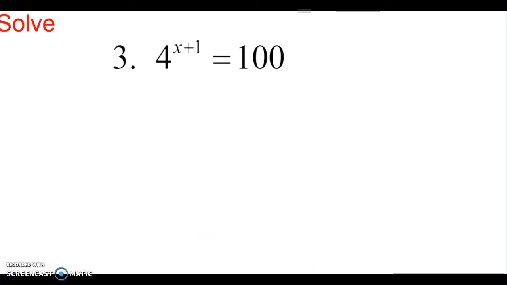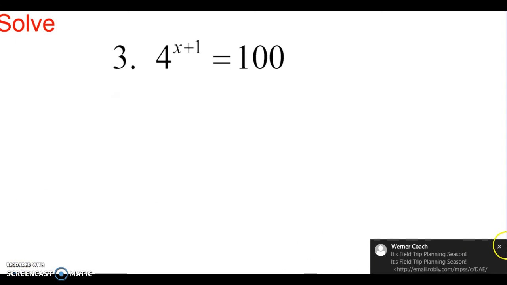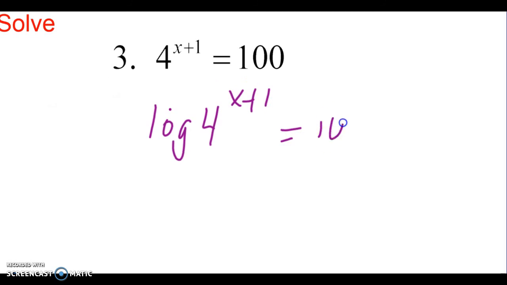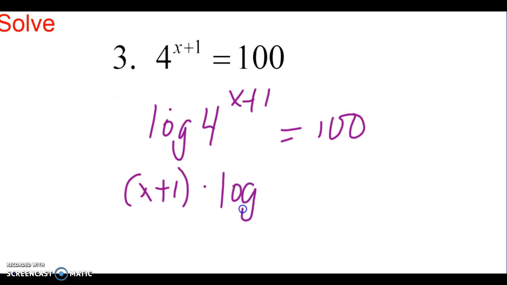Okay guys, we're just going to finish this one last problem, and we're going to call it quits for this video. And then you might be able to try the other ones on your own. But alright, so first thing you're going to want to do is log both sides. So log of 4 to the x plus 1 exponent equals 100. And then we're going to get the x plus 1, which is your exponent, come out in front, times the log of 4 equals log of 100.